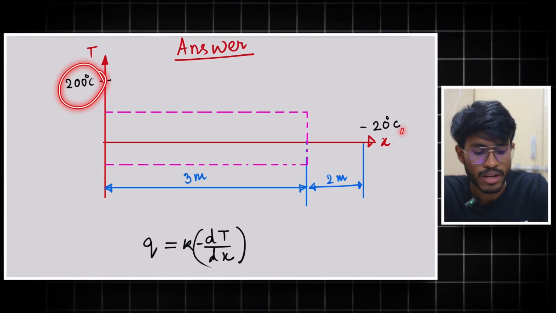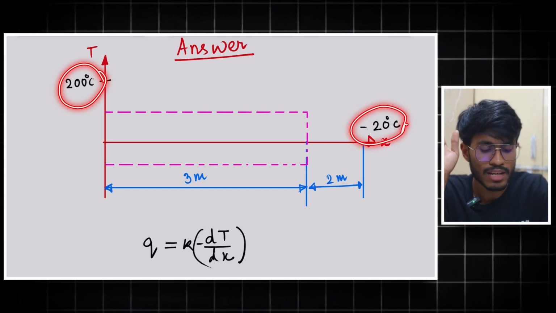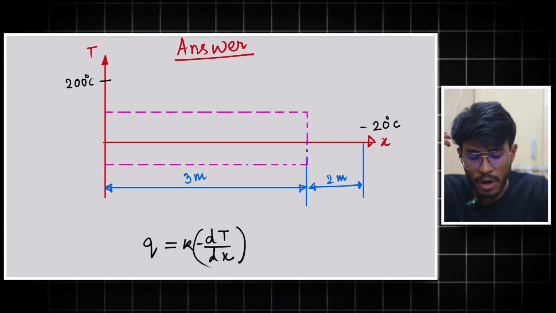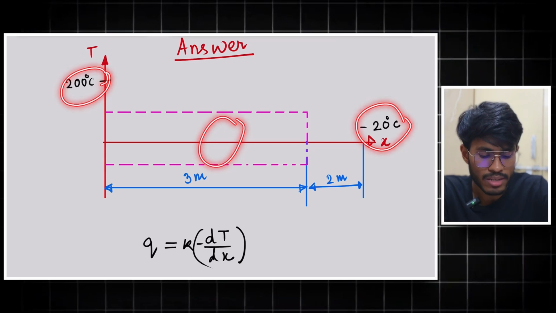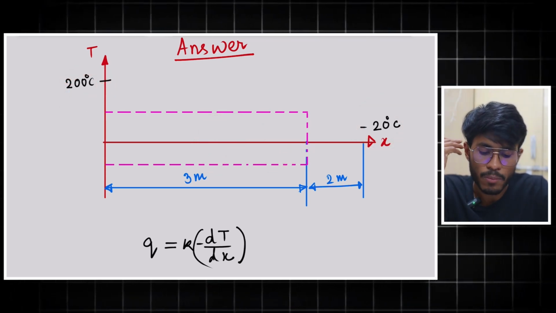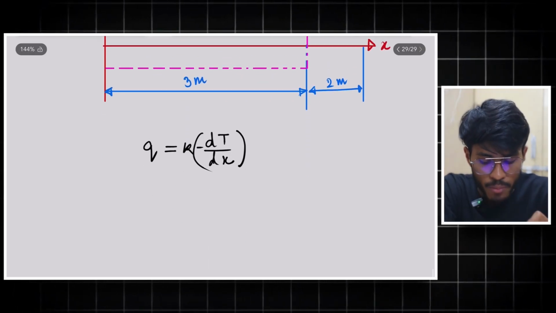This 200 and this 20 degrees Celsius, these are constant. Okay, that means it is a steady state problem. Because if these boundary conditions are constant and also the thermal properties of this pipe are constant, then the temperature profile also cannot change with time. So this is a steady state problem.